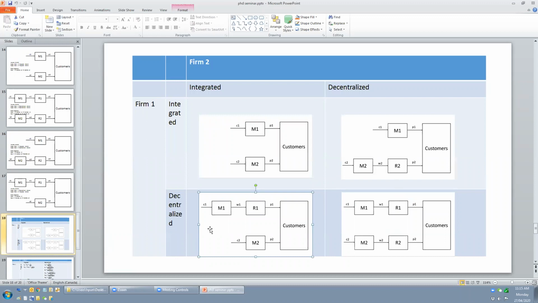What I want you to do is to derive the answer for all 4 squares. We actually have done the top left, which is integrated-integrated. So therefore, what you have to do is to find out the answer for the other 3 squares. So there are 4 possibilities, and please use the game sequence that I explained to you earlier.